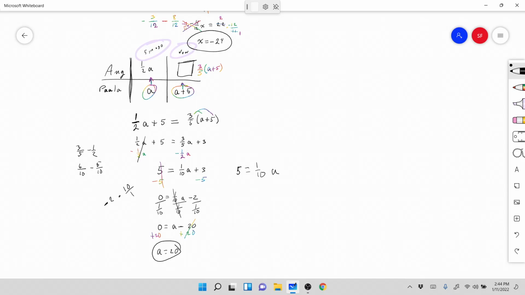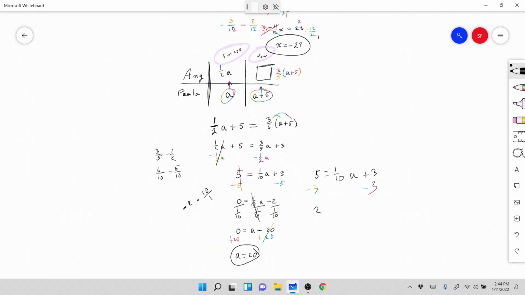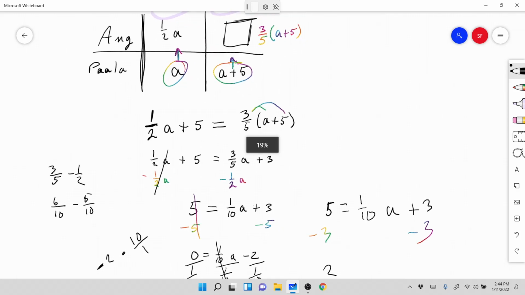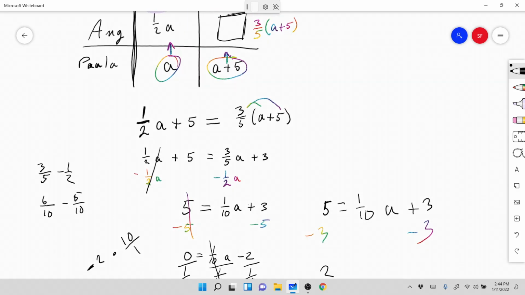Where? On the 5 equals 1/10 A plus 3. I don't know. Maybe we should have done minus 3. Well, yeah, but that's not gonna change it. We're still gonna end up with A equals 20. What did we do wrong? Did we do something else wrong? You have the pen. You have the power. Yeah, but I'm just listening to what y'all are saying.